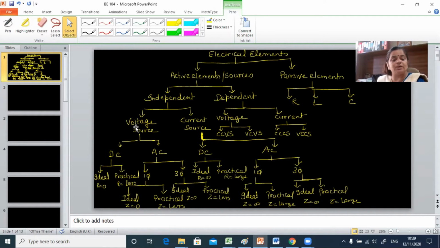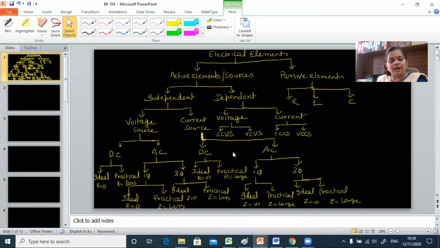Independent sources are of two types: voltage source and current source. Similarly, the dependent sources are of two types: voltage source and current source. First, I will discuss independent sources. Voltage sources are further classified in two ways: DC sources and AC sources. DC sources are of two types: ideal and practical. Similarly, AC sources are available in two forms: single phase and three phase, and single phase is of ideal and practical type, and three phase is also of ideal and practical type.